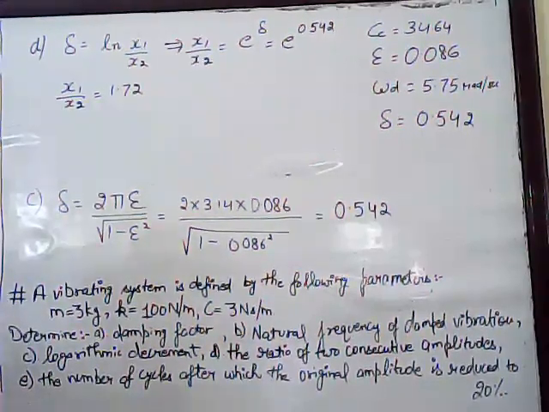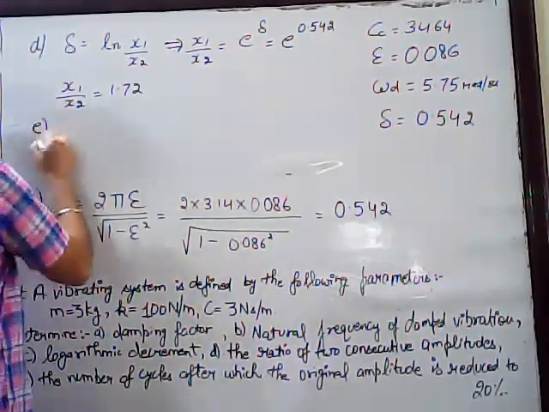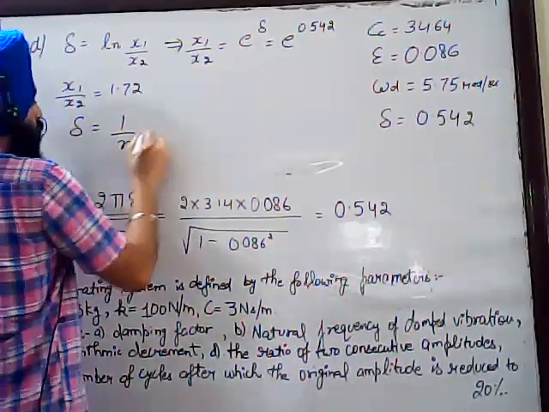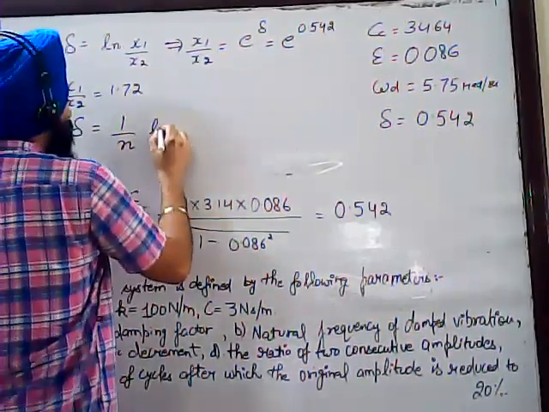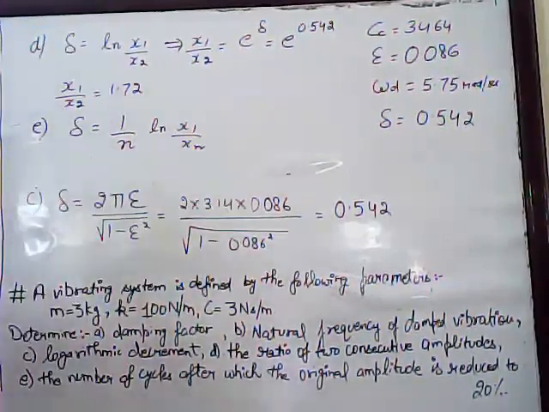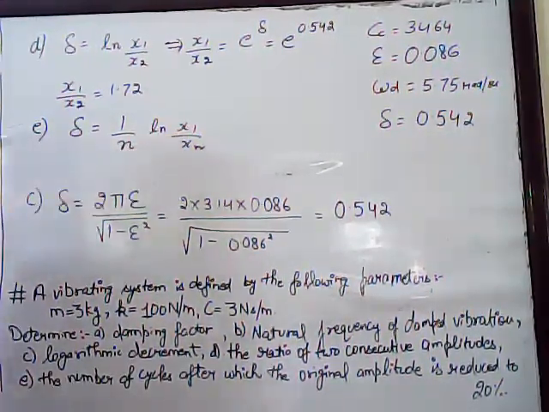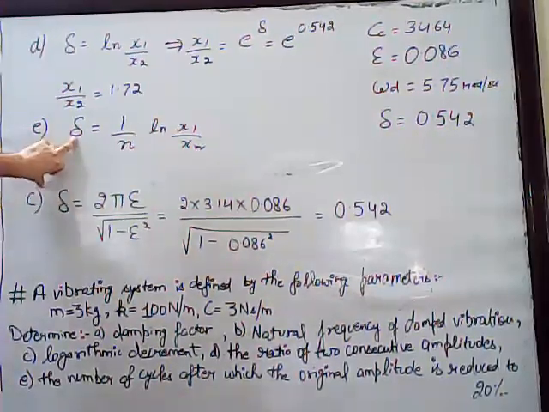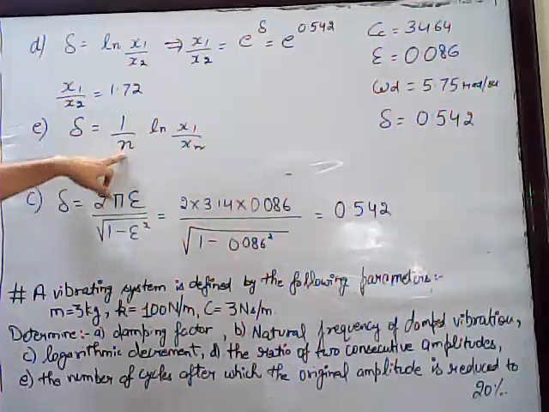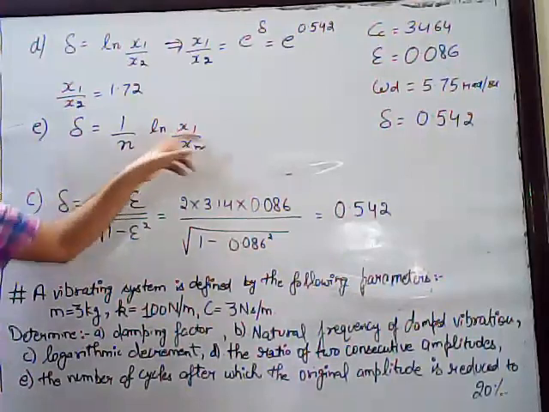So the last point is the number of cycles after which the original amplitude is reduced to 20%. We know that logarithmic decrement is equal to 1 by n into log of x1 upon xn. The value of delta is given, n is the number of cycles, and we have to calculate the value of n.